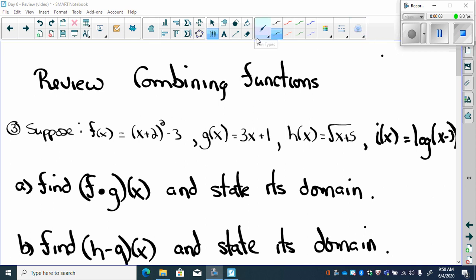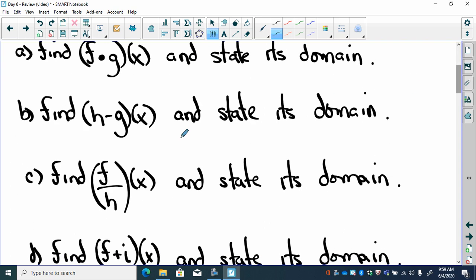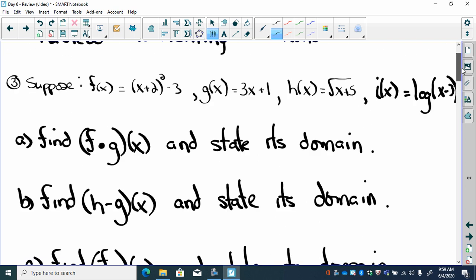So just one final video to review how to combine functions. In this section you're given four different functions: f of x, a quadratic function; g of x, a linear function; h of x, a radical function; and i of x, a logarithmic function. And you're asked to combine them in various ways down here in parts A through D. Multiply them, subtract them, divide them, add them. Okay, so there's one of each.